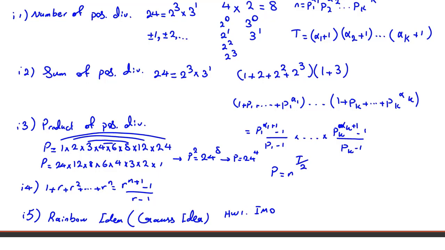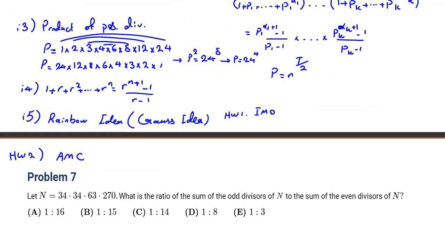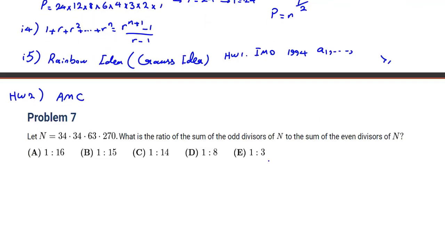Let me tell you about a problem. It is IMO 1994, one related problem. You have a1, a2, for example, something, and then you have an inequality you should prove. You can solve that problem with Gauss idea. There is also a problem of AMC with the sum of divisors. We have lots of other problems.